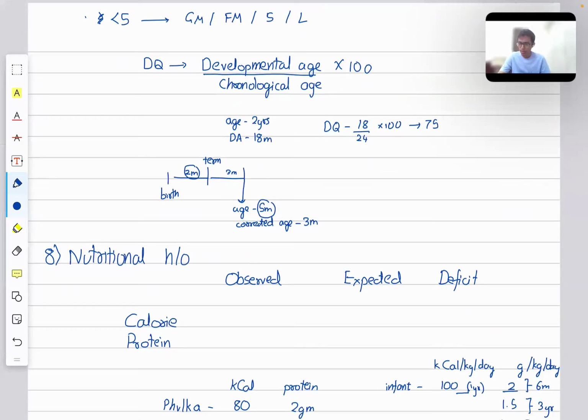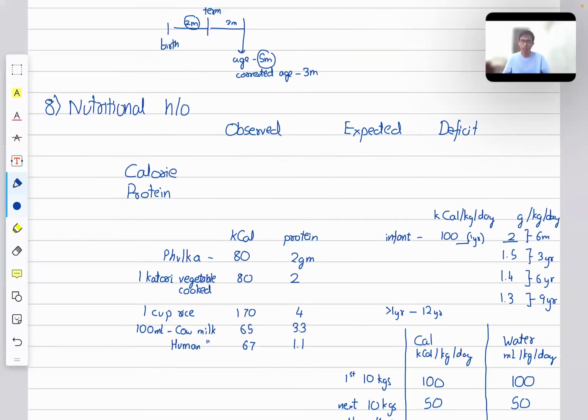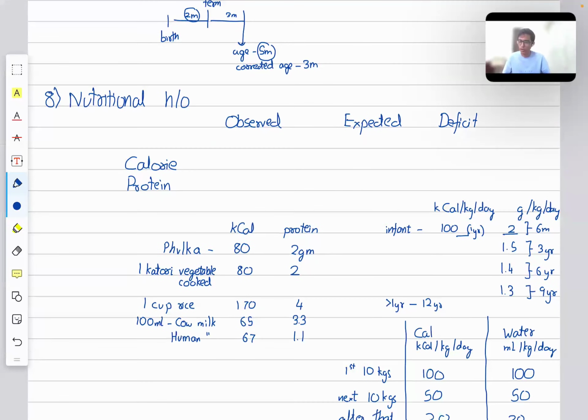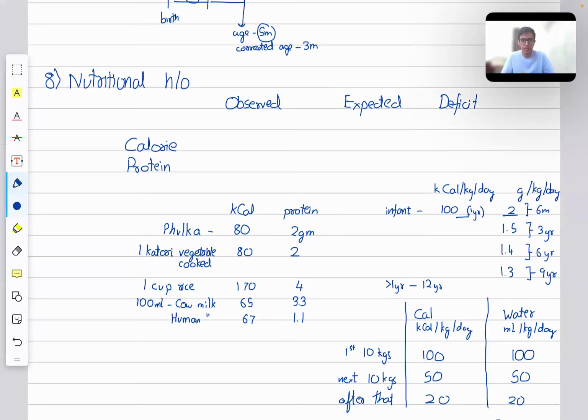Then comes what if your child is breastfeeding? My suggestion is do not say upfront the calories observed or expected values in cases of a breastfed child. You must have it written in your sheet. Only if the examiner points out, then mention about it.